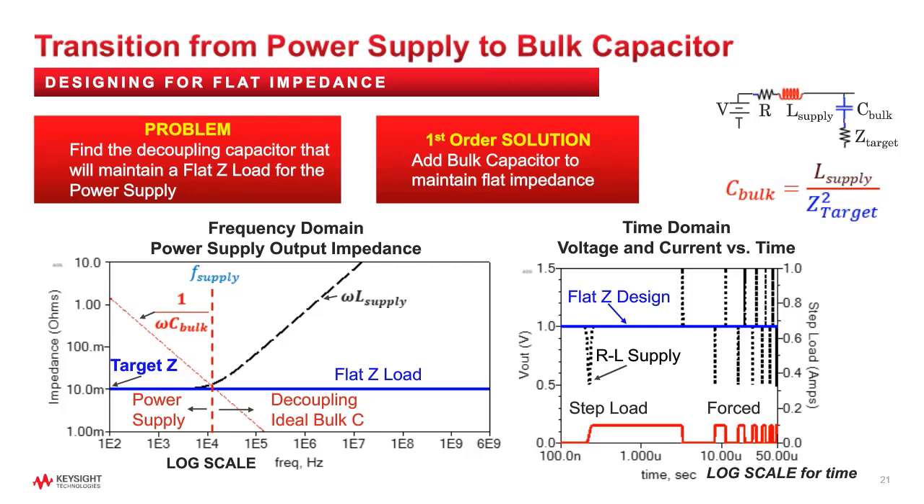The simple equation on the right shows a quick estimate for calculating how much bulk capacitance is needed. It is simply the active inductance of the power supply divided by the target impedance squared. Graphically, this is shown in the plot on the left, with the series RL model of the power supply plotted in black, and then in red, the downward slope of the ideal capacitor calculated from the L over Z squared equation. Adding this ideal bulk C to the output will result in flattening out the impedance at higher frequencies.